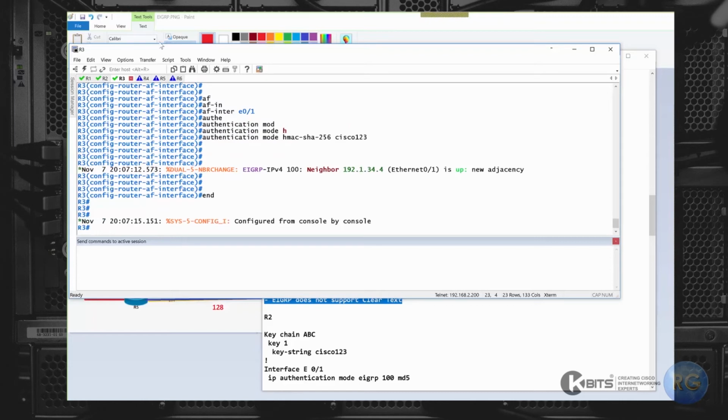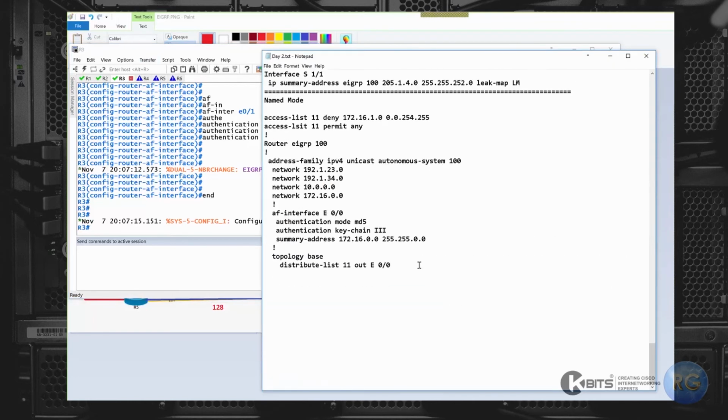Got it? So if I wanted to do authentication with SHA, I also have the ability to do that. Authentication mode. Was it HMAC SHA-256? I don't remember off the top of my head.